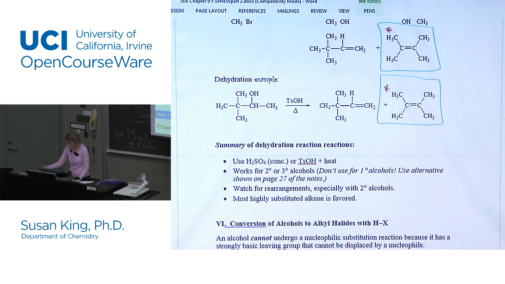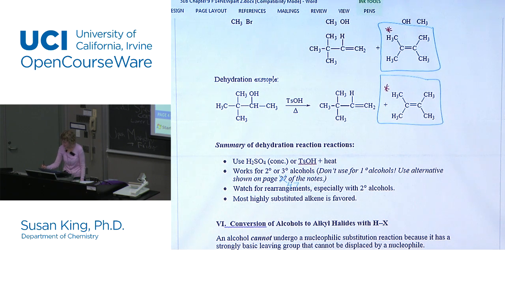All right, so let's summarize dehydration reactions. Use concentrated H2SO4, or TsOH, tosic acid, plus heat. We want heat, so it favors elimination. Works for secondary or tertiary alcohols. Don't use for primary alcohols. Use alternatives shown on page, was that 46 or 47? So change that to a 47. Watch for rearrangements, especially with secondary alcohols, and the most highly substituted alkene is favored. Okay?